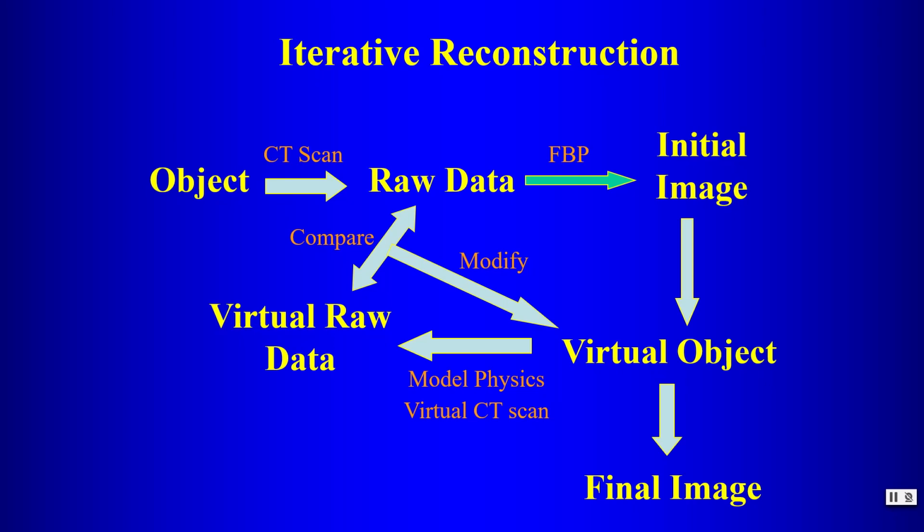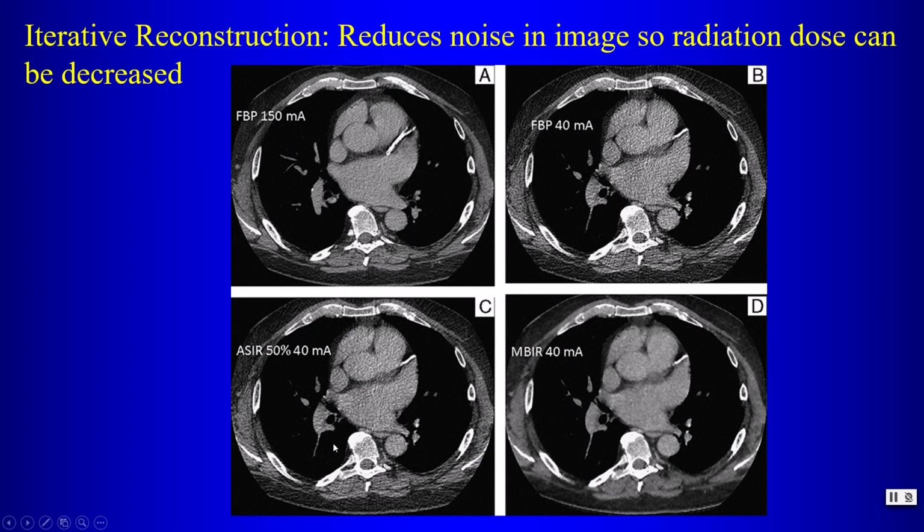But what this does is it reduces the noise in your image, which means then that you can, if you choose to, reduce the exposure factors up front in your CT scan protocols. So by reducing the noise in your image, your radiation dose can be decreased in your protocols.